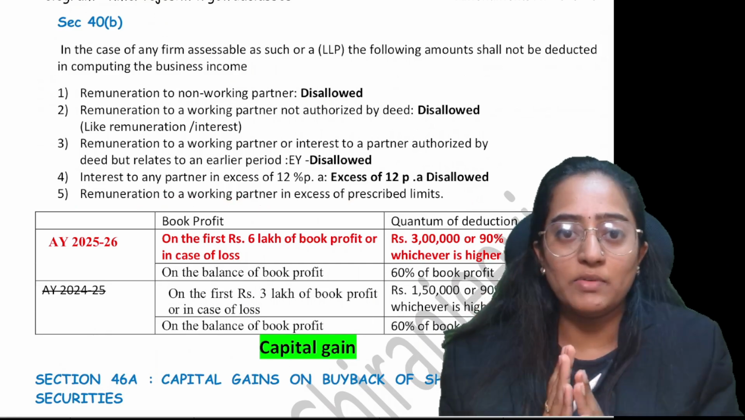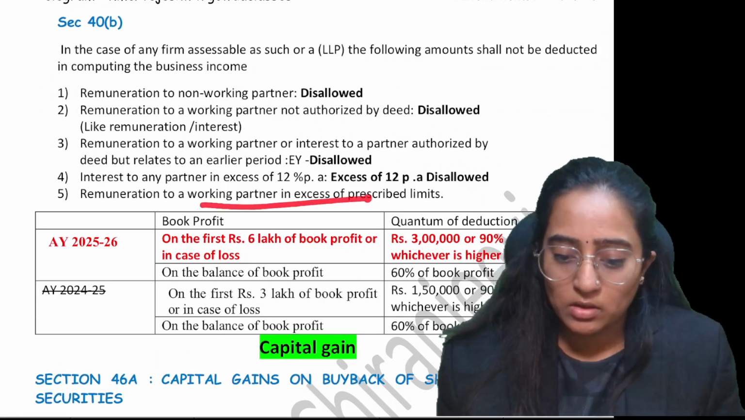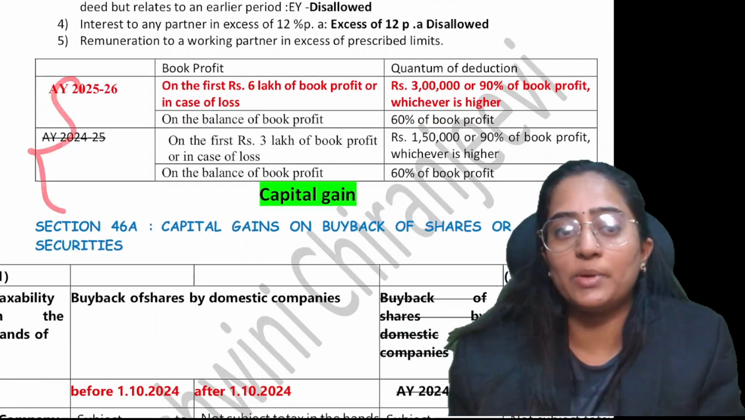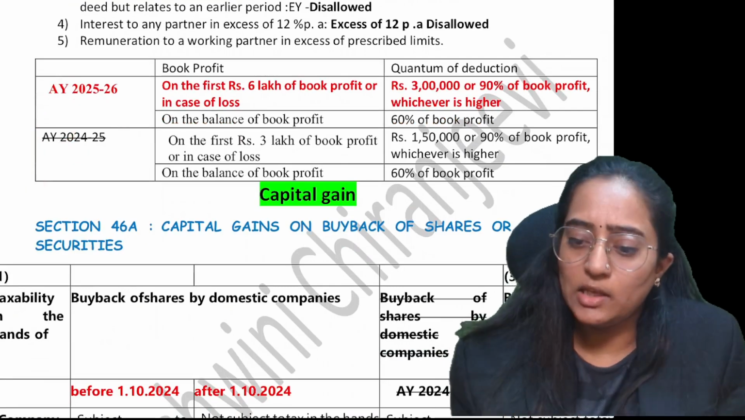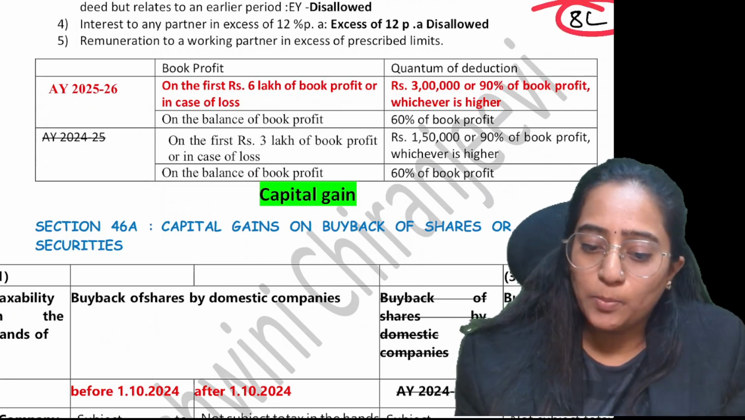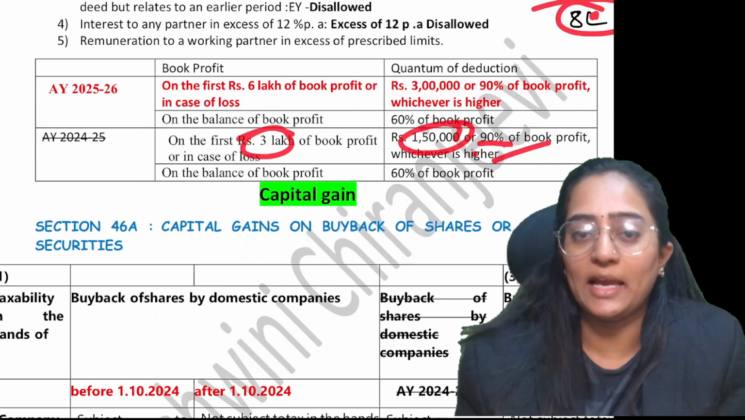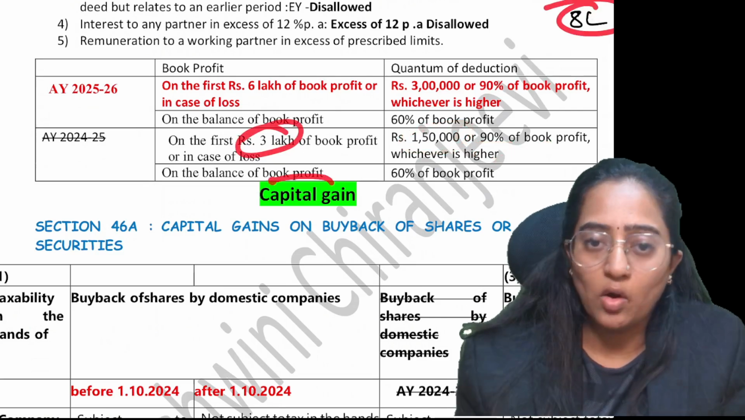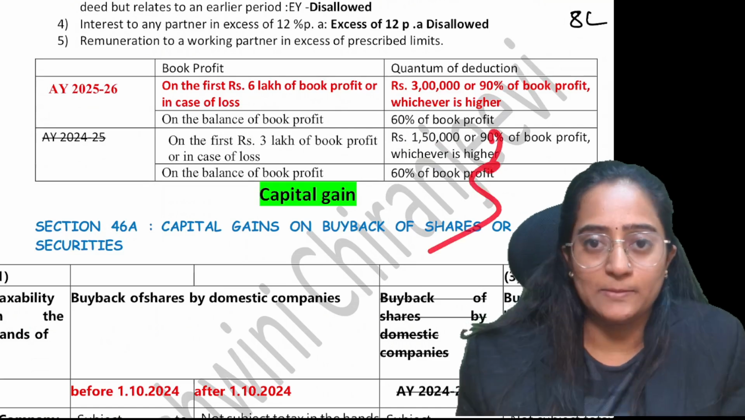Now, remuneration to a good working partner is authorized in the deed, and it is for the relevant PY only. Okay, fine, you are going to take that remuneration, but there is certain change that has happened. See, earlier, AY 24-25, suppose, let's consider you had some book profit of 8 lakh. Out of this 8 lakh, up to 3 lakh, you were taking 90% of this 3 lakh or 1,50,000, whichever is higher. Excess of that, on the remaining 5 lakh rupees, you were taking 60%. That is what you were doing earlier.